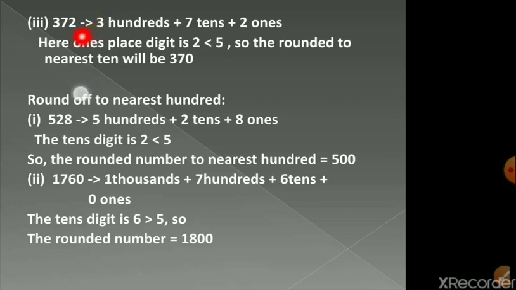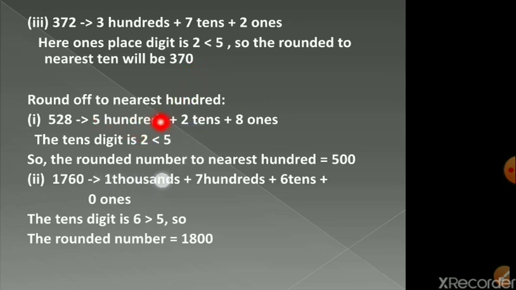Now the number given is 372. So we'll check again the digit in the ones place, which is 2, and 2 is less than 5. So there will be no change in the digit that is in the tens place. So the ultimate answer is 370. There will be no change in the 100 place as we are asked to round off to nearest 10.